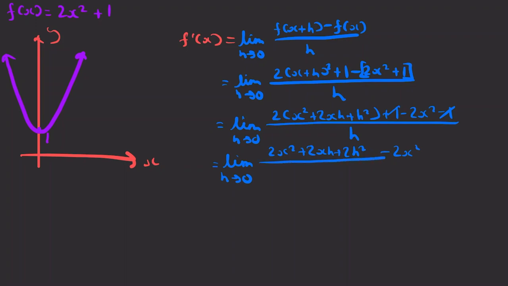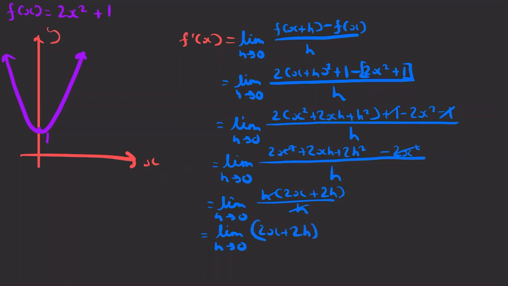Okay, all over h. So our x squareds are going to cancel out, and then we will be left with this. And observe in this expression over here, we have a common factor of h. So factorizing this value of h, we'll get 4x plus 2h over h, which is equal to the limit as h approaches 0 of 4x plus 2h, and as h approaches 0, this will equate to 4x, meaning the gradient function of this parabola will be simply 4x.